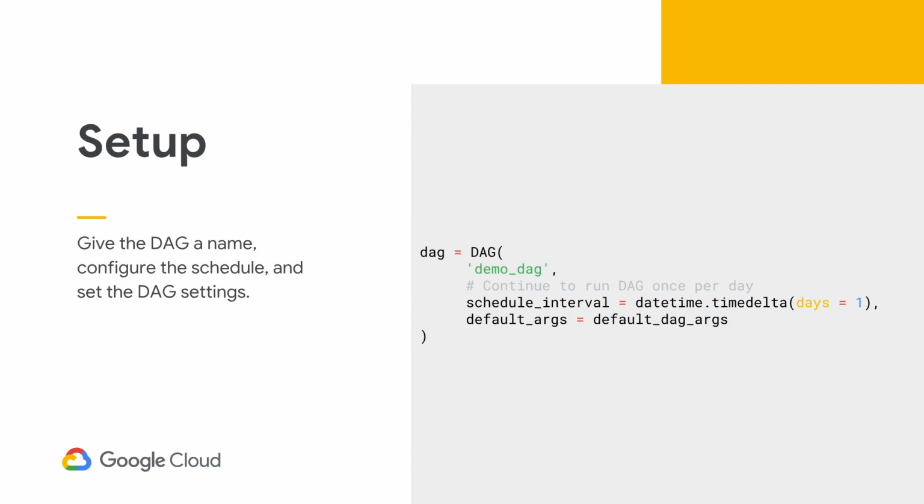So in terms of setup, you basically give it a name, so in this case, demo DAG, a schedule interval, and also default arguments. Very simple, straightforward, easy to understand.